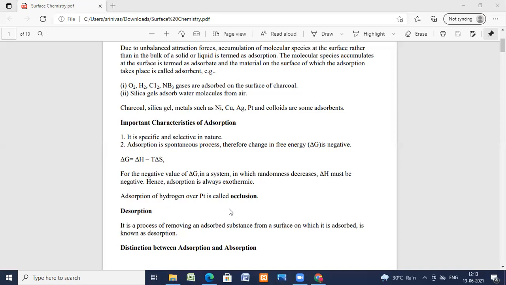Now we'll see desorption. It is the process of removing an adsorbed substance from a surface on which it is adsorbed. That is known as desorption.